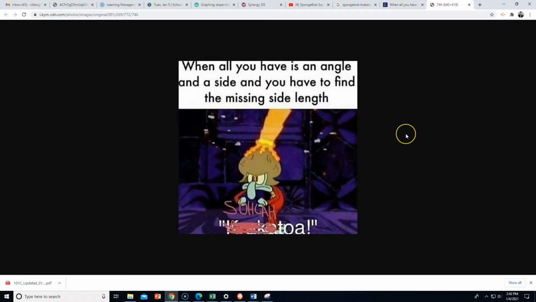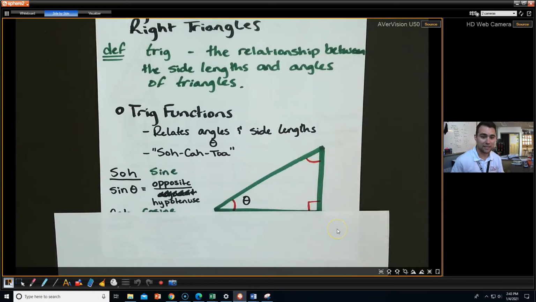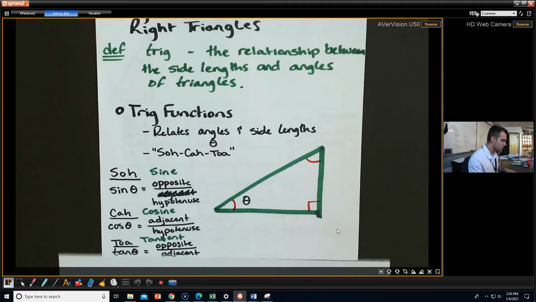When all you have is an angle and a side, and you have to find the missing side length, SOHCAHTOA. Okay? Thank you, random person on the internet that made this. It's going to come in handy, okay? Because it's an acronym for our three functions.